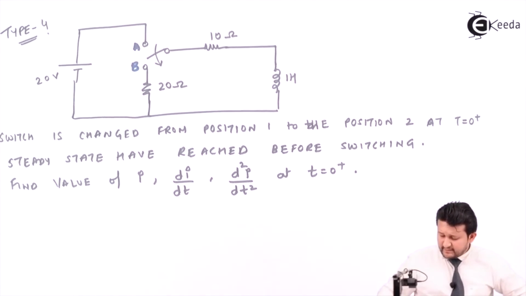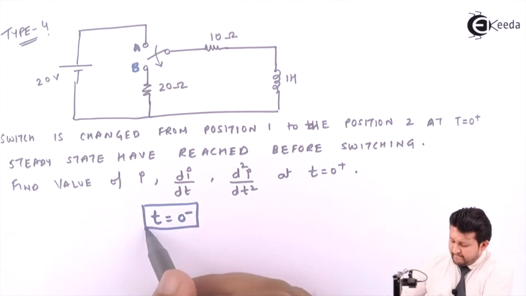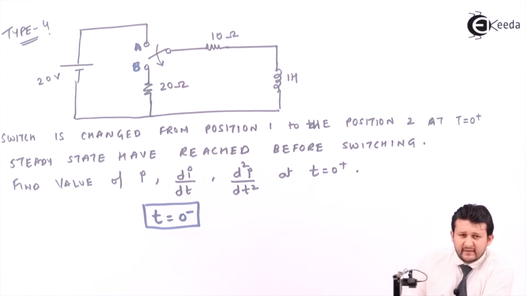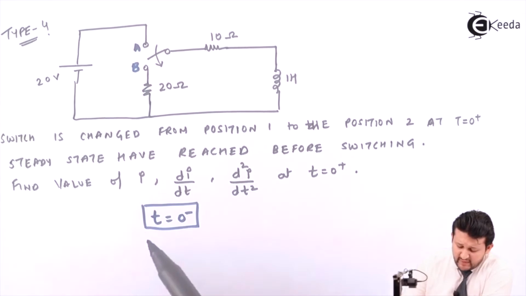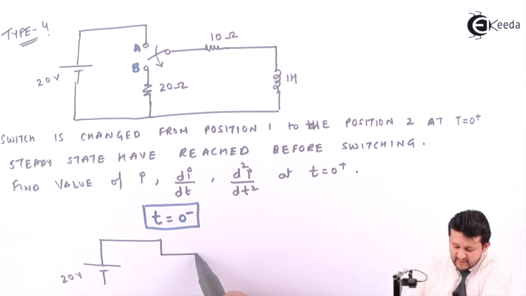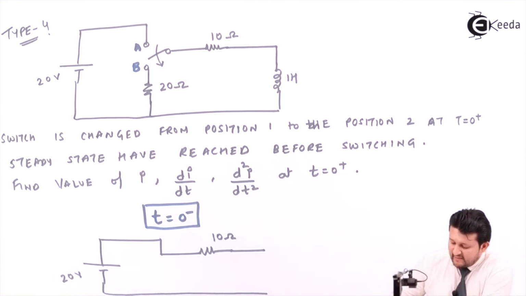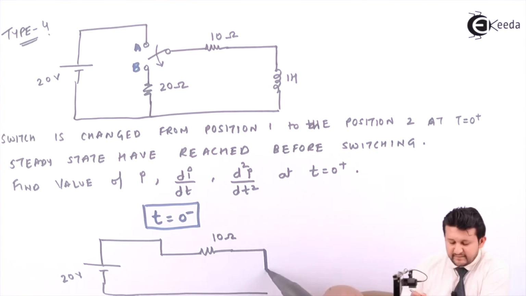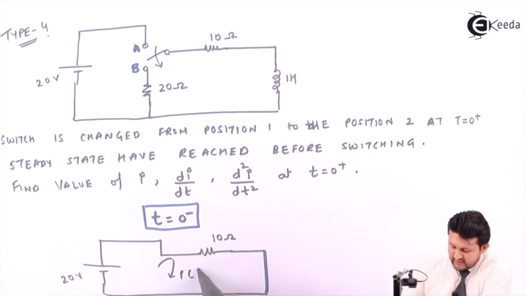So let's solve. At t equal to 0 minus. It will move to B only at 0 plus condition. So at 0 minus it is connected to A. When it was connected to A, it had achieved its steady state. So your circuit will be in this format. Your resistance will be as it is. And your inductor, since it has achieved a steady state, will allow a current. When it has to allow a current, that means your circuit will be a closed circuit. So that's the reason over here it will be a short circuit. That's the meaning of steady state current.